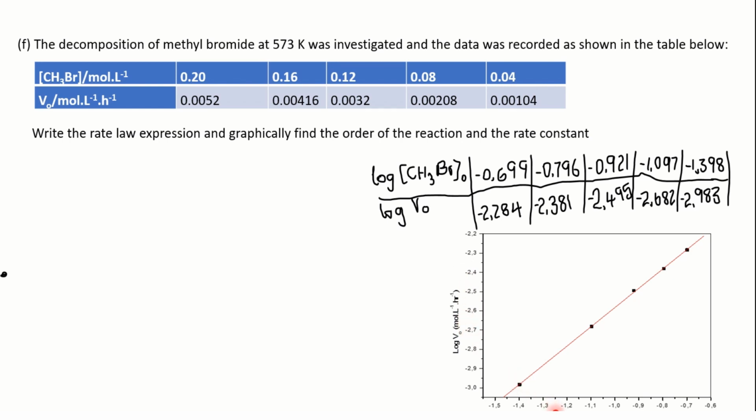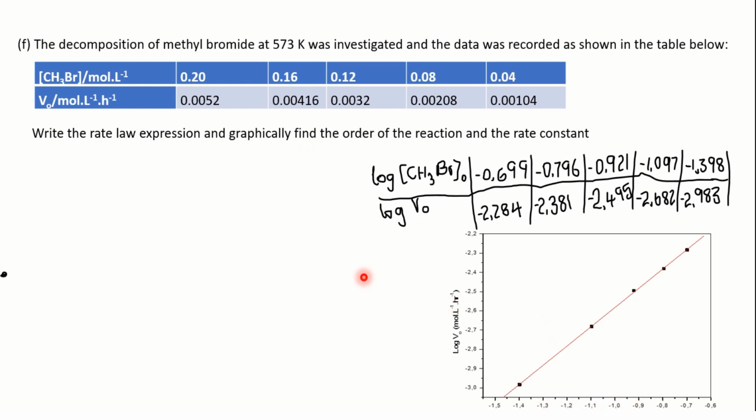On the x-axis, it's just that you can't see it well, but you're supposed to write log of CH3Br. It's supposed to come here, and then it's supposed to come with its units, which are mole per liter. So it's supposed to be written underneath here on the x-axis.